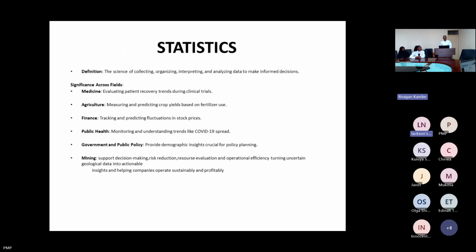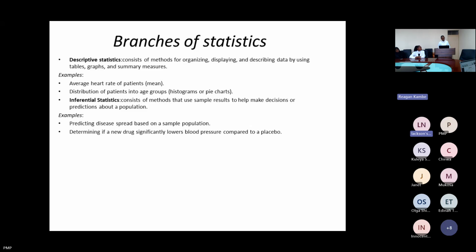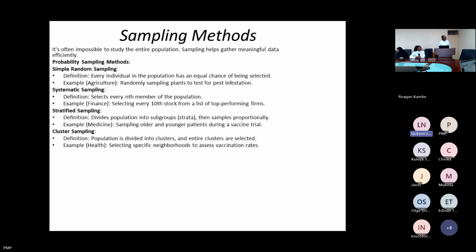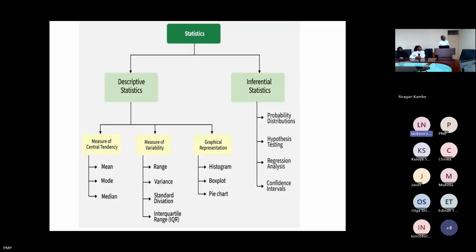What is statistics? Statistics is the science of collecting, organizing, interpreting, and analyzing data to make informed decisions. In statistics, we have two branches, which are descriptive statistics and inferential statistics.